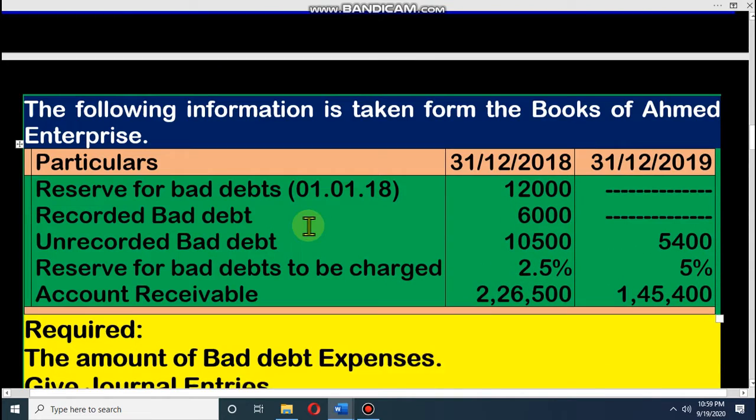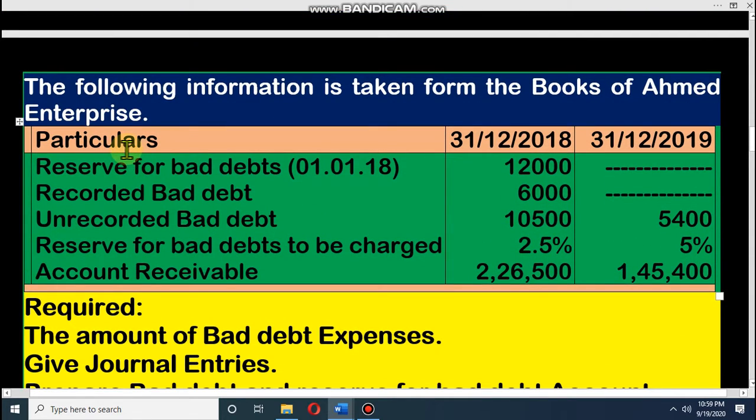Dear student, let's take an example. All of you know that in the previous lecture we discussed how we can find the amount of bad debt expenses, we can prepare journal entries, and we can prepare different types of ledger accounts. So this class will show you how you can solve the math. Dear student, this is a board question. This question is taken from Dhaka board.